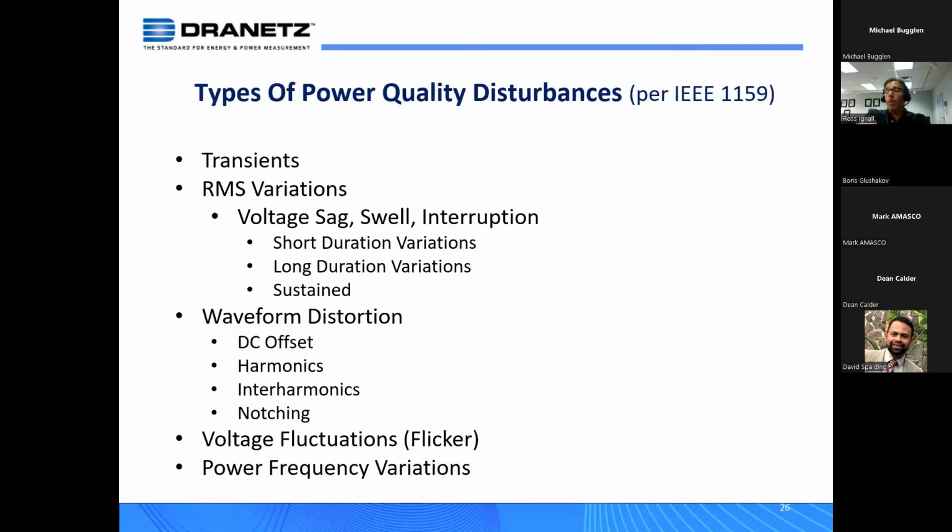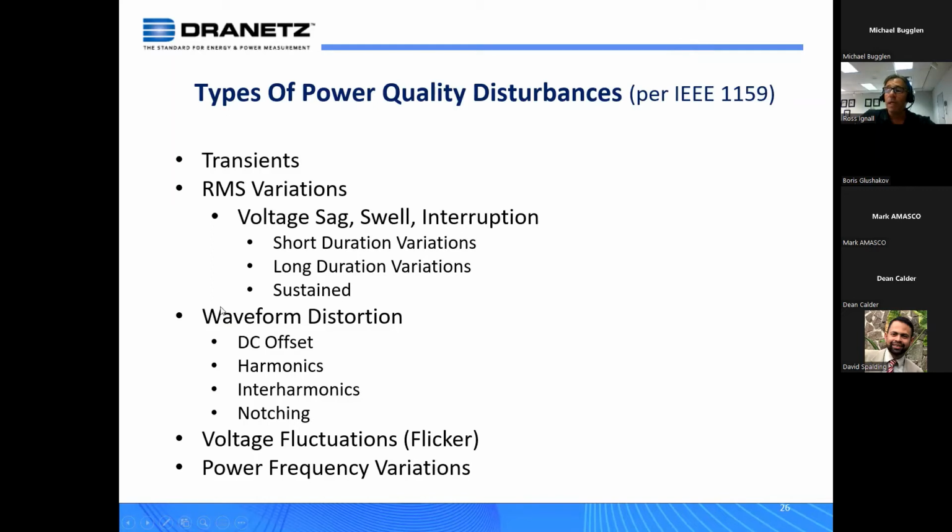So let's start breaking things down and start defining some of the power quality issues that we have. And really, we're going to focus on the first 2 here. The harmonics are going to be a separate webinar in about 2 or 3 weeks. But we have transients and RMS variations that we're going to discuss today. So we're going to break those down.